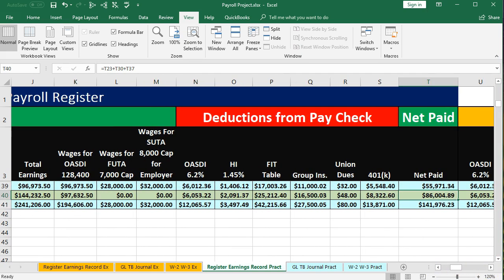So I'll scroll back over. There it is. It looks fantastic. Okay, so we were looking for the FIT wages.